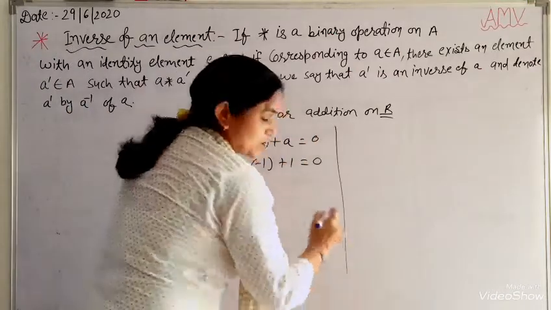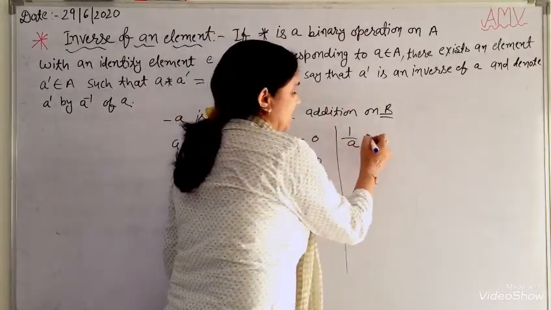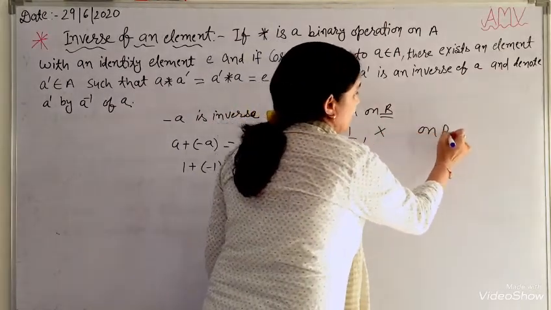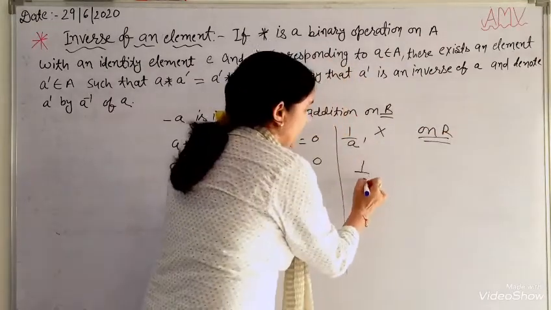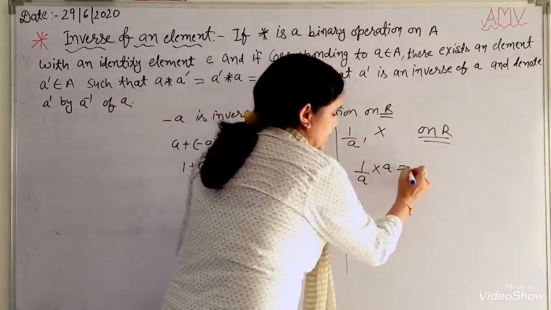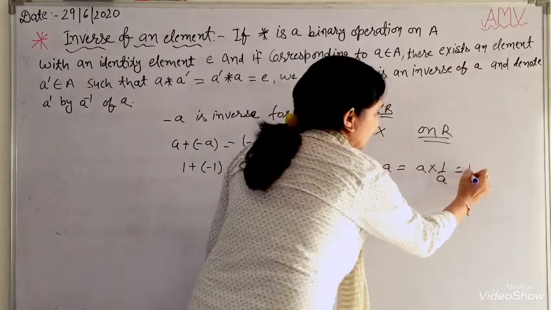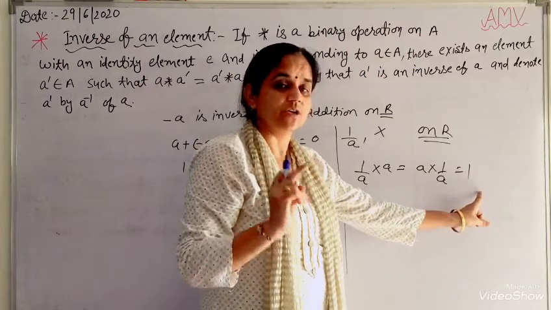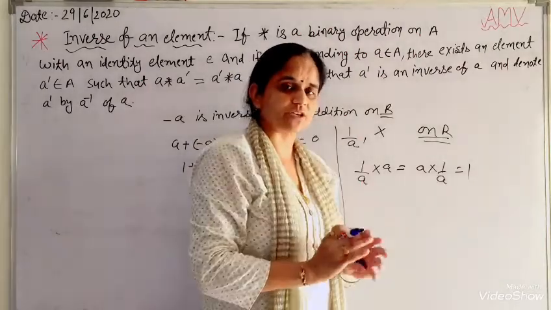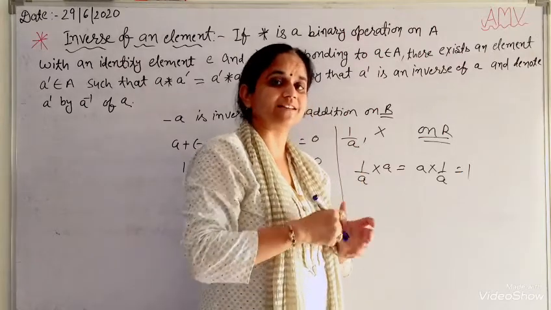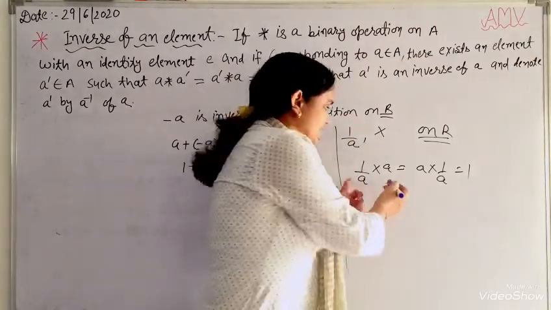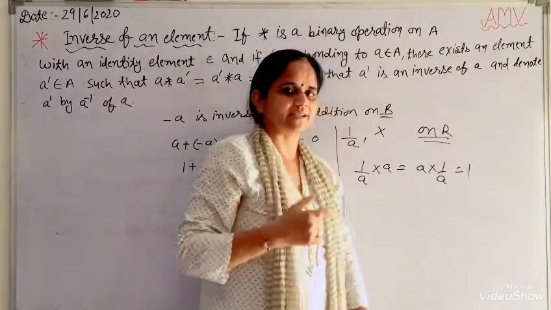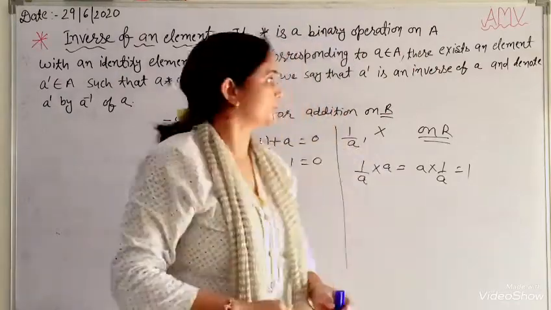For the multiplication, student, 1 upon a is the inverse for multiplication on R. 1 by a multiplied by a, you will get 1. 1 is the identity element for the multiplication. So if we apply the operation on two elements and we get the identity element, then the elements are the inverse of each other. Now let's start the exercise 1.4.